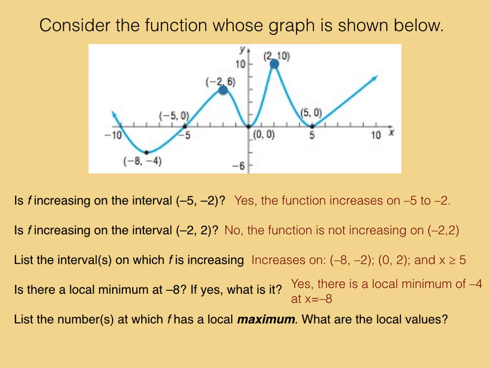So these are the places where there is a local maximum. They occur at x equals -2 and x equals 2. And their values, their local values, are 6 and 10 respectively.